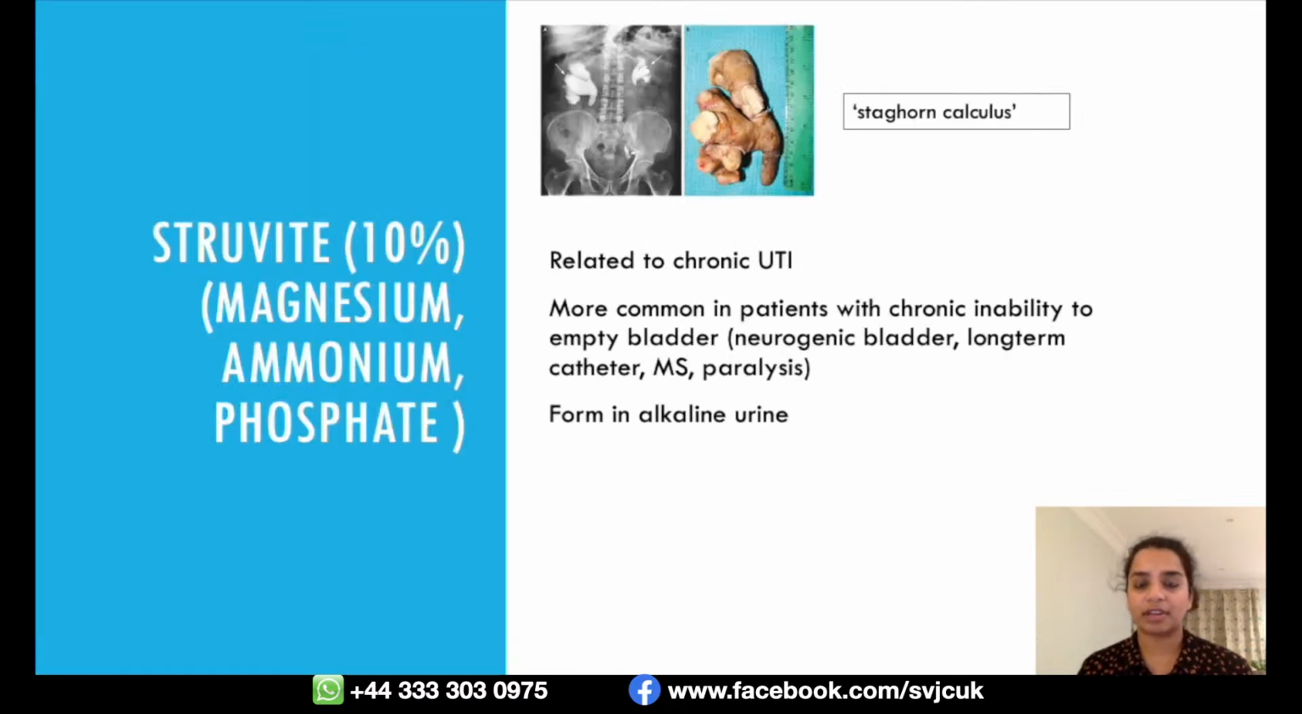Struvite stones, also known as triple phosphate or magnesium ammonium phosphate stones, are often related to chronic urinary tract infections. These are more common in patients who have an inability to empty their urinary system. This may be because of conditions such as MS or a spinal injury. They tend to form in alkaline urine and they can get very large.